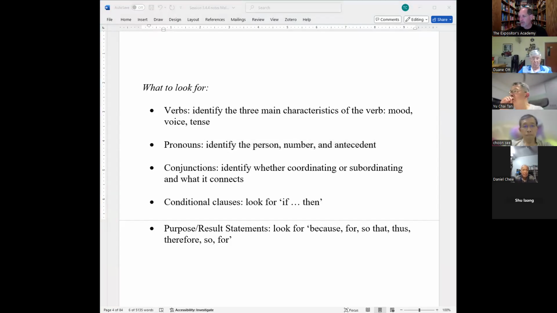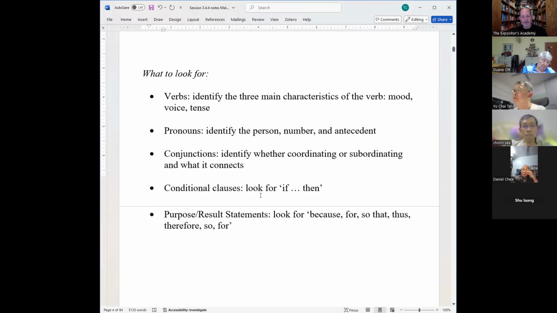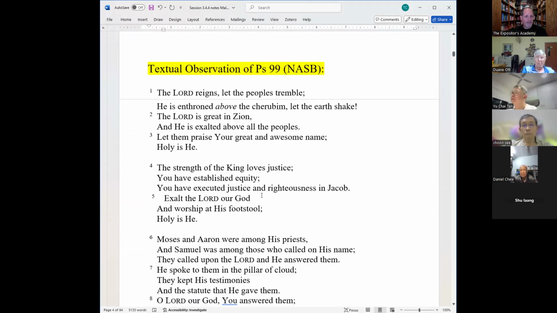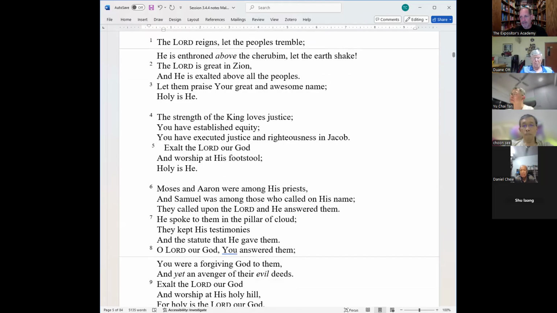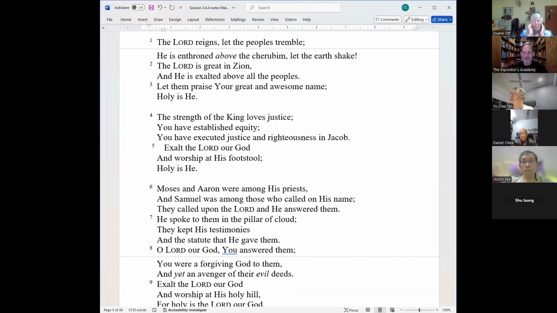to, and we're going to look again at Psalm 99 as an example and do that. The conjunctions, we discussed identifying the kind of conjunction and what it's connecting. Then looking for conditional clauses, and then purpose or result statements. All right, so like I said, we're going to go through Psalm 99 and do the rest of these. And so with that, I'm going to have us read the Psalm just to keep us familiar with it, and then have you help with identifying these key textual observations.